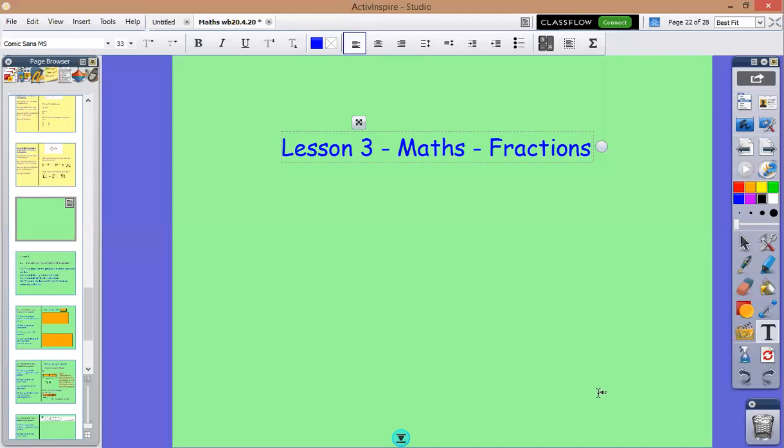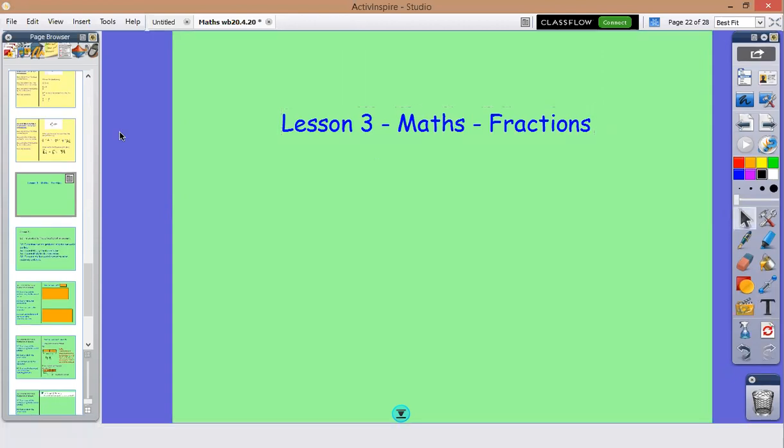Hi again. This is my lesson 3 for maths, which is fractions. And we're going to be looking specifically at finding a fraction of an amount. I've just got some work here, a little lesson, just to help you slightly with this because there can be some trickier questions in there. But let's just start the lesson.